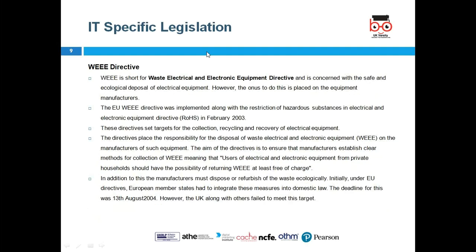Then the WEEE directive, the waste electrical and electronic equipment directive, is concerned with the safe and ecological disposal of electrical equipment. However, the onus to do this is placed on the equipment manufacturer. So whatever equipment you are using, according to that law, you need to restrict those hazardous substances in electrical and electronic equipment. For example, you should have noticed that your power plugs need to be checked every year for safety. So that comes under this law.